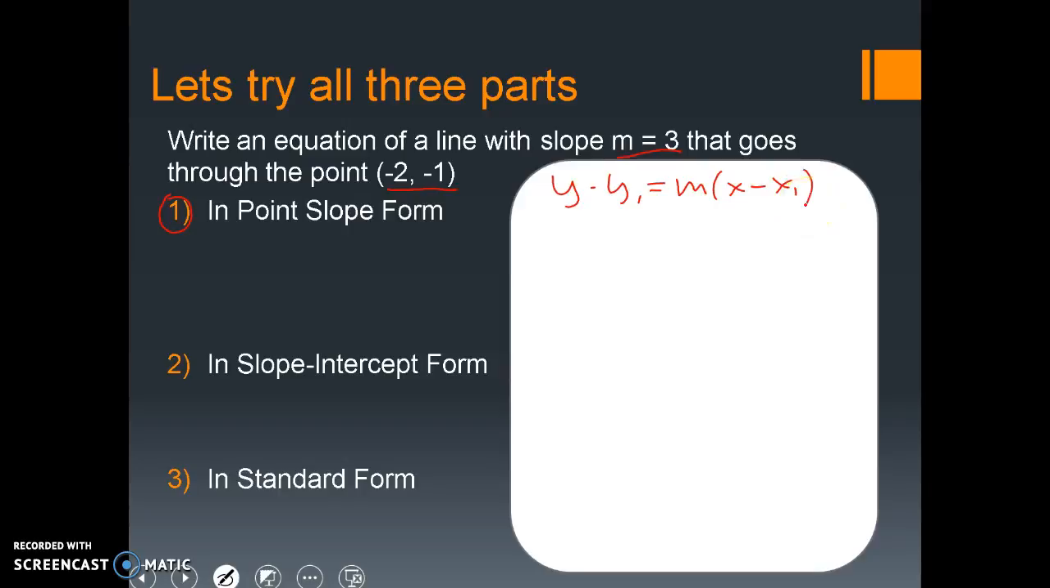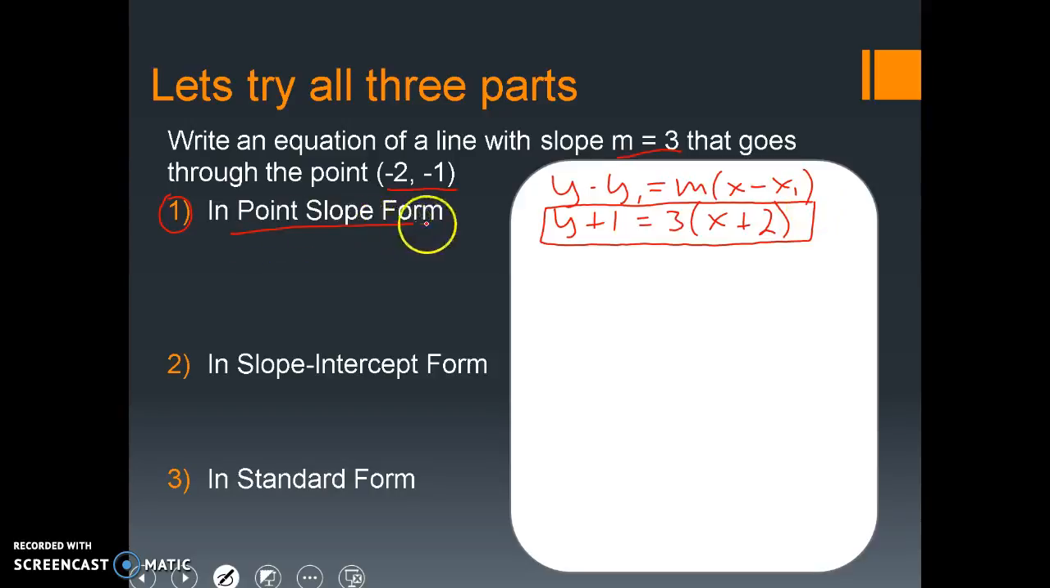So in this particular case, we're going to have y minus negative 1. Well, that's y plus 1. That equals your slope, which is 3, times x minus my x value. That's x minus negative 2. Well, that's x plus 2. That's what this would look like in point-slope form. That's all you're doing on the first 5 questions.